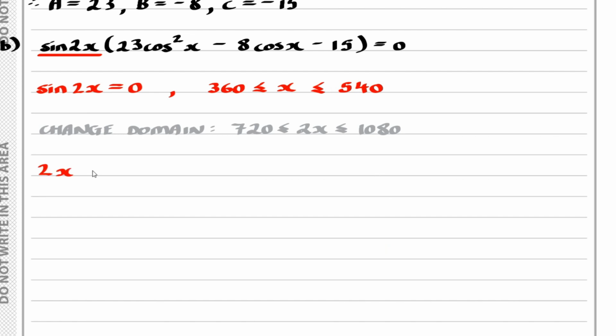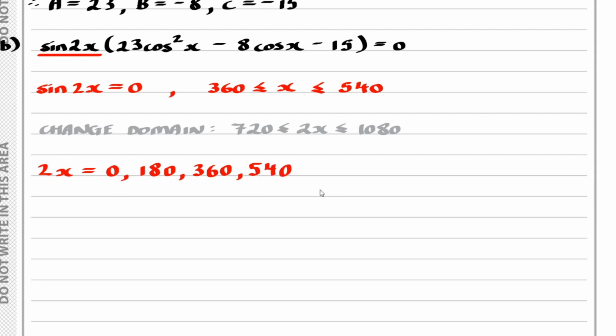So I've got 2x equals the inverse sine of 0, which is 0. Then my next solution is 180 subtract 0, which is just 180. Now we need the solutions between 720 and 1080, so if I do 0 plus 360, I get 360, and if I do 180 plus 360, I get 540.